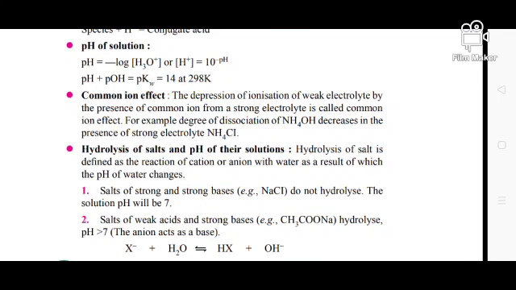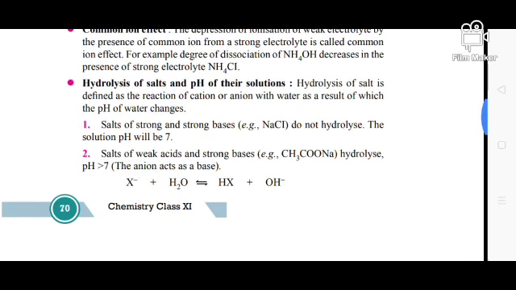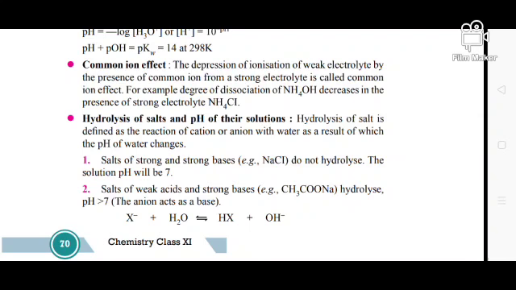After that, my dear friends, the common ion effect. What is the common ion effect? The depression of the ionization of a weak electrolyte by the presence of a common ion from a strong electrolyte is called the common ion effect. For example, the degree of dissociation of ammonium hydroxide decreases in the presence of the strong electrolyte ammonium chloride. So this is a general idea about the common ion effect.